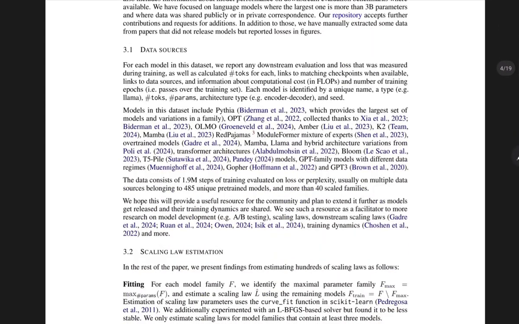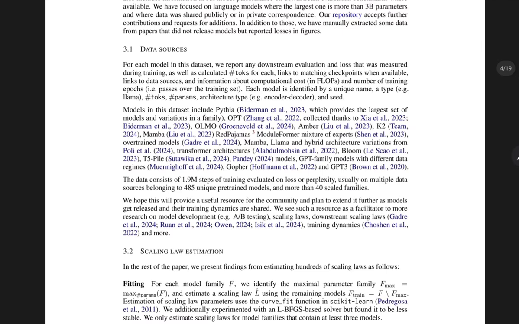They have taken multiple data. The models in this data set include Pythia, which provides the largest set of models and variations of family, OPT, and OLMo, Amber, K2, Mamba, Red Pajamas, and they have the overtrained models, Mamba, Llama, and hybrid architecture variations from the transformer architecture. Right? They have Bloom, they have T5, they have the GPT model family with different data regimes. They have the Gopher and GPT-3.